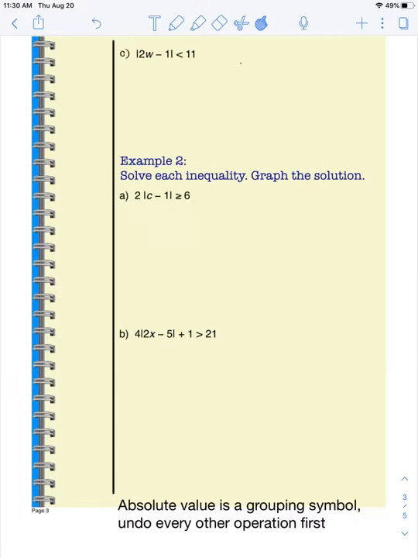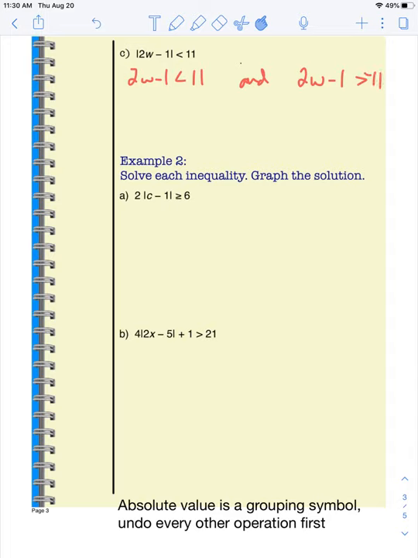All right, so part C at the top is actually a continuation of example 1. So if you would like to pause the video now and try to solve this one on your own and then check it to see if you got it right, that would be a good idea. All right, it is a less than sign, so we're going to set up less and. We're going to set up two inequalities. So I have 2w minus 1 is less than 11, and 2w minus 1 is greater than negative 11.